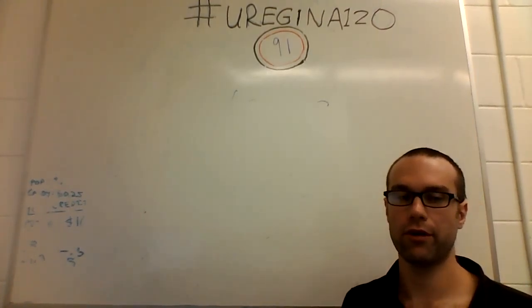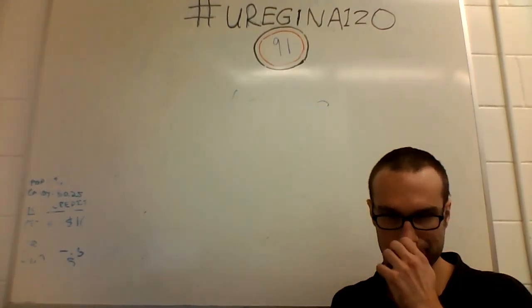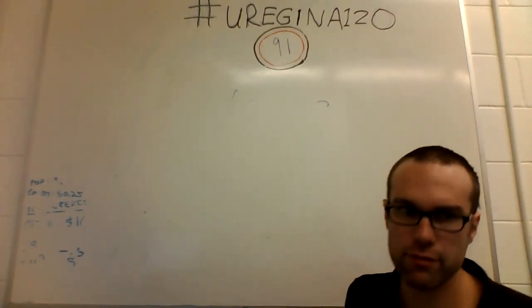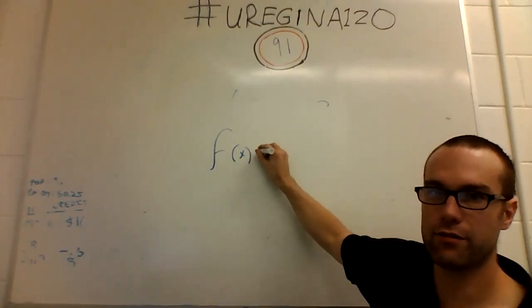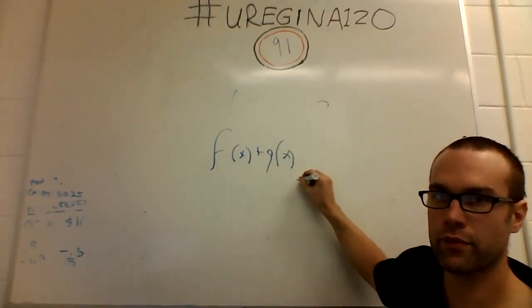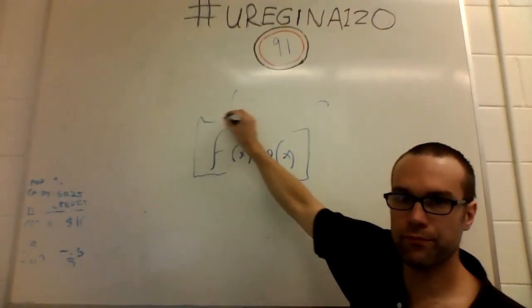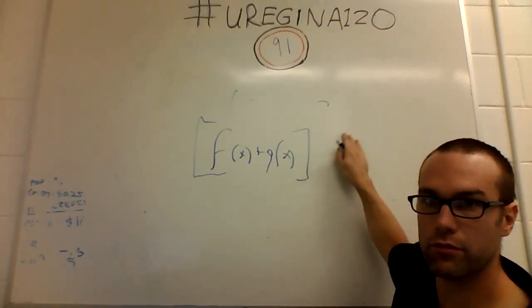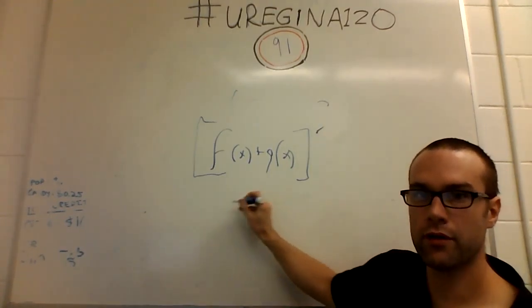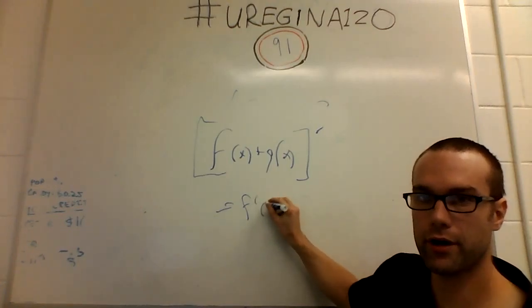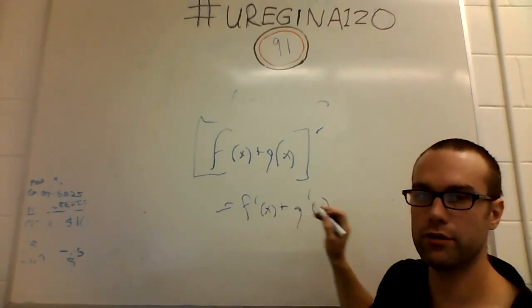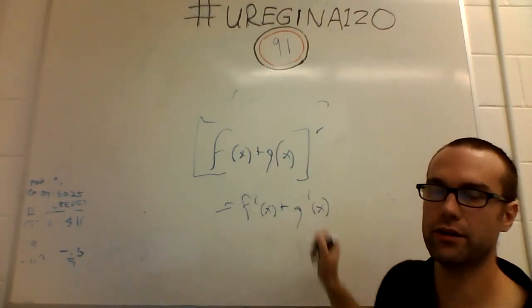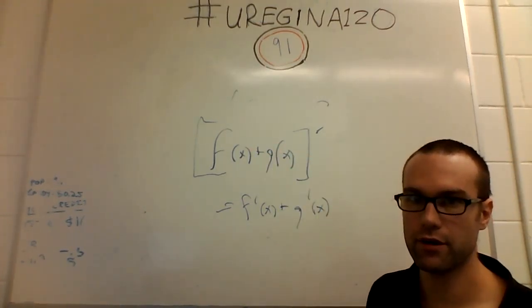There's a couple of rules when dealing with derivatives. So, for example, what happens if you add two functions? f of x plus g of x, all prime. That's one prime here. This is equal to f prime plus g prime. These are both derivatives of f and g, respectively. Easy enough.